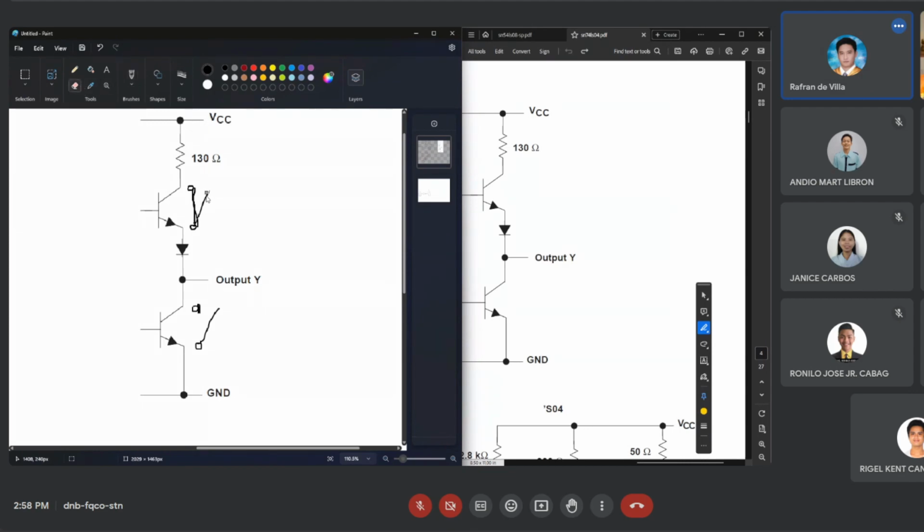Okay? And look closely. Kung mo close siya, so therefore, ang current nato flowing through VCC, padong sa resistor, padong sa transistor, padong sa diode, then goes out. Okay? So that's how it generates the output current.